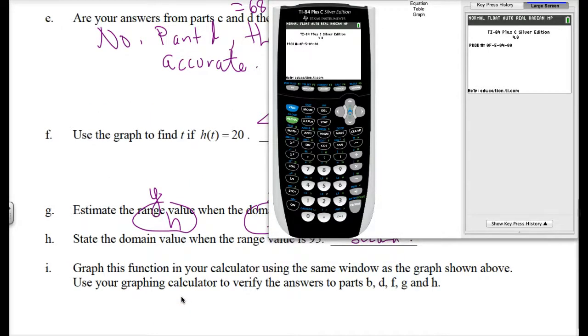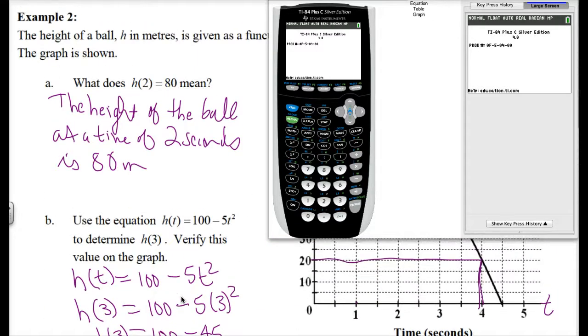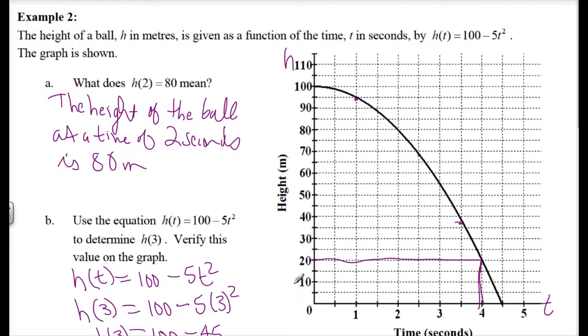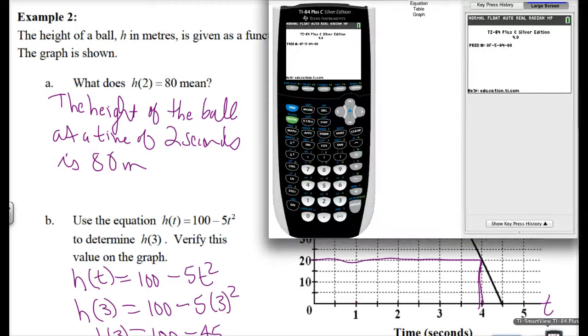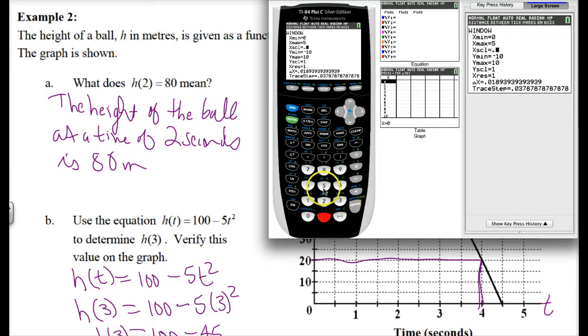Graph this function in your calculator using the same window as the graph shown above. Okay, so I gotta figure out what the window is in the graph shown above. So we need a window of 0 to 5, or maybe 6. Let's look at this. So let's go 0 to 5 by 1/2, and 0 to 110 by 5s. Okay, so window. Ooh, this looks like the color one. 0 to 5 by 0.5.